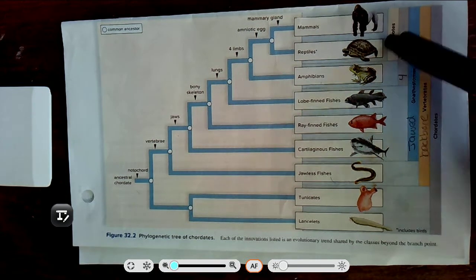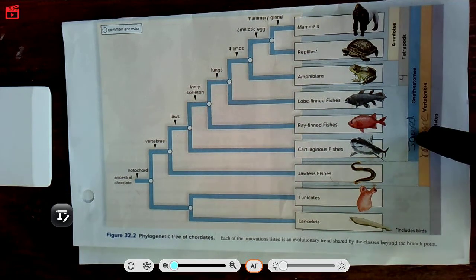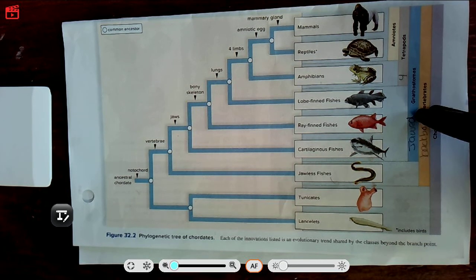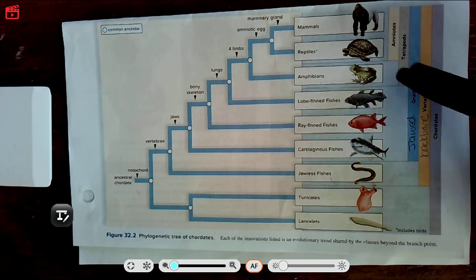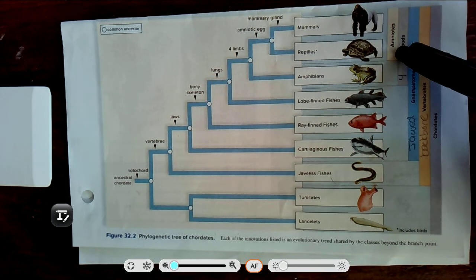From here on up, we see the vertebrates that have the backbone. So everything from here on up has a backbone. Jaws appear from here on up, so all of the organisms, the gnathostomes, have jaws. Tetrapods, everything from here on up, has four legs or four limbs. And then amniotes up here.